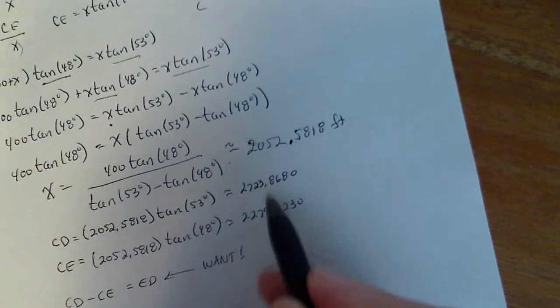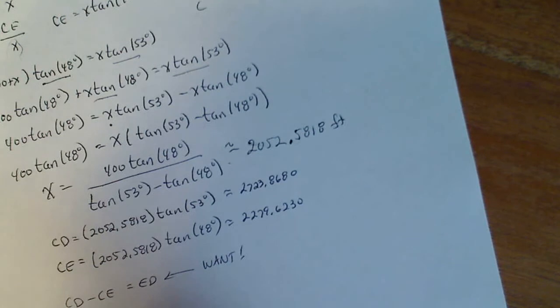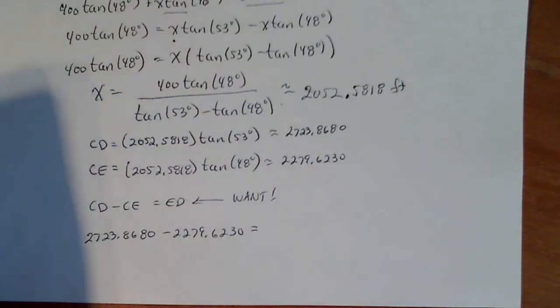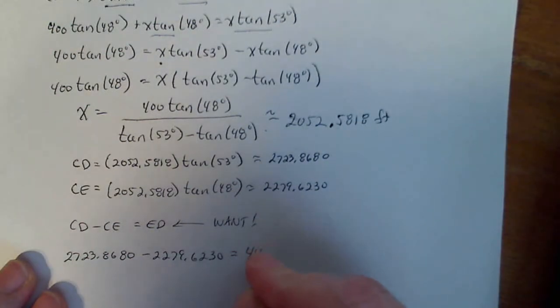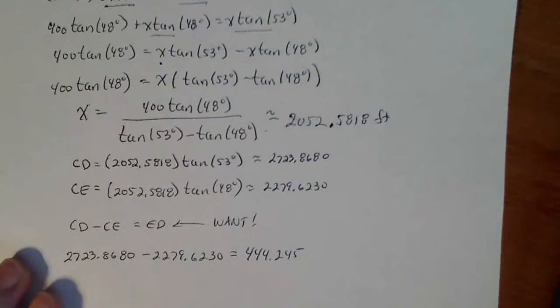So that means, luckily, this is bigger than this. That's a good sign. 2723.8680 minus 2279.6230 gives me the length of the canyon. So 2723.8680 minus 2279.6230 gives me 444.245. Wow, that was a tough problem.